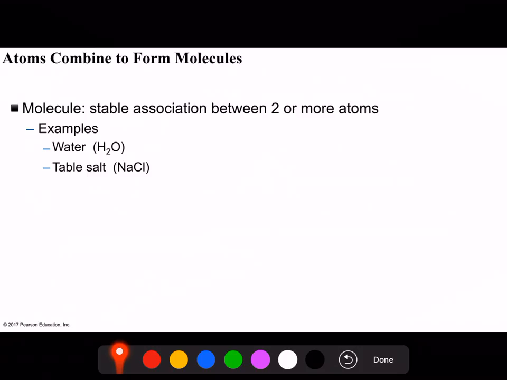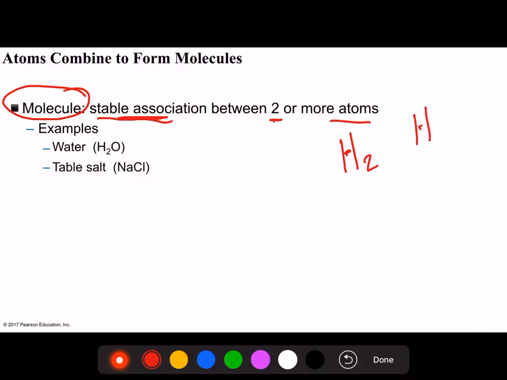Okay. Now, two or more of these atoms can come and form molecules. So, a molecule is a stable association between two or more atoms. Could be the same atom or could be a different atom. Same atom, for example, hydrogen. Hydrogen is always binding to another hydrogen. So these are like two hydrogens. This is the hydrogen molecule.